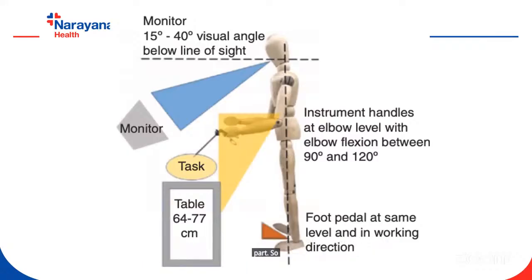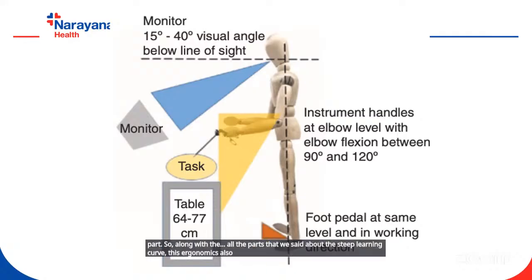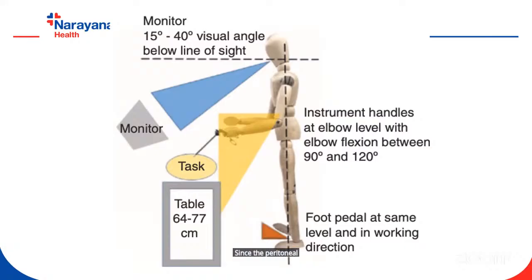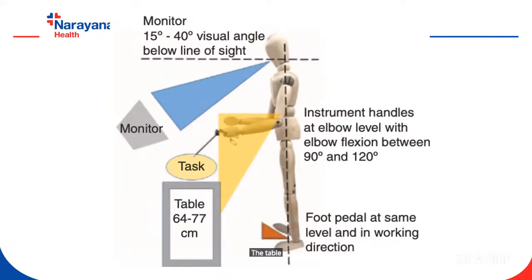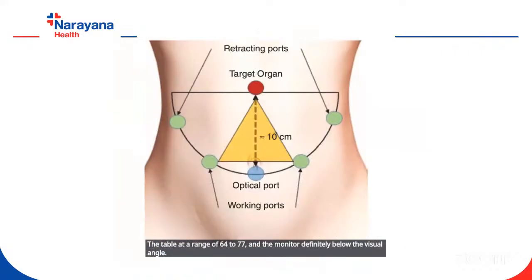So along with all the parts that we said about the steep learning curve, ergonomics also forms a part of it. Since the peritoneal cavity is very small and you're working in a very constricted visual angle with minimal instruments, you need to be ergonomically stable so that your arms and shoulders do not get a lot of strain. You need to have the instruments at the elbow level, between an elbow flexion of 90 to 120, the table at a range of 64 to 77, and the monitor definitely below the visual angle. It saves you from neck pain.